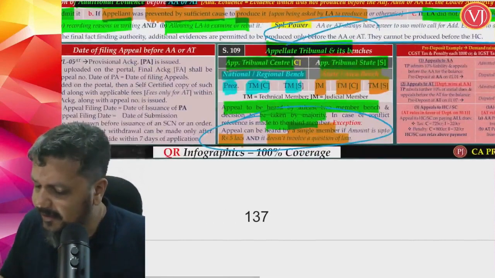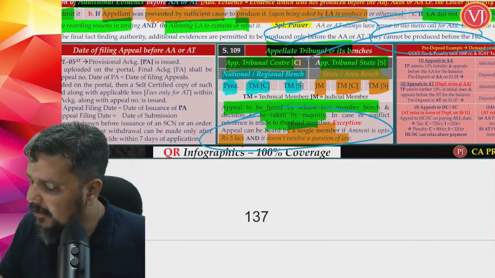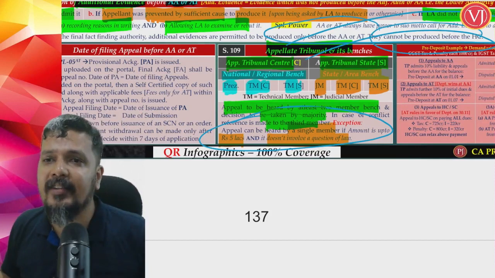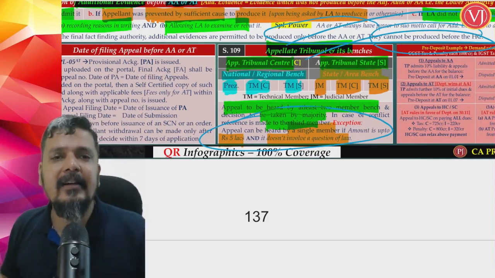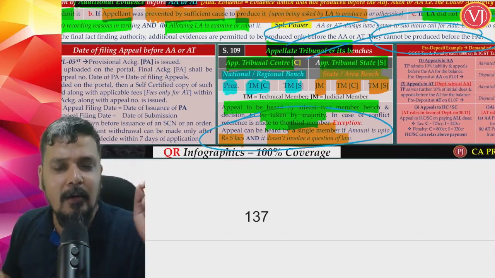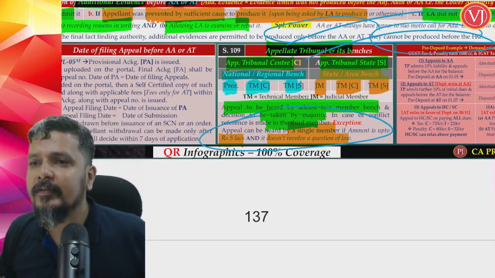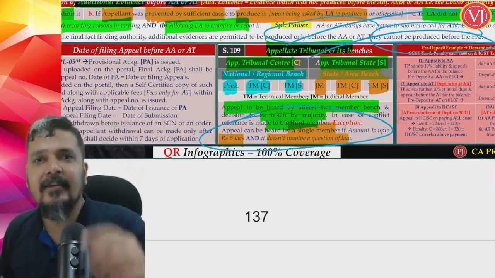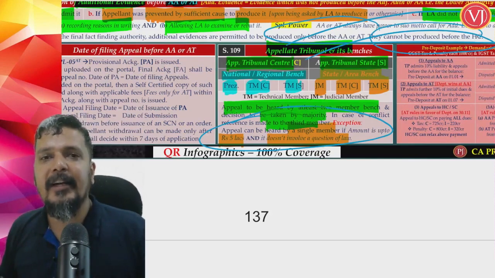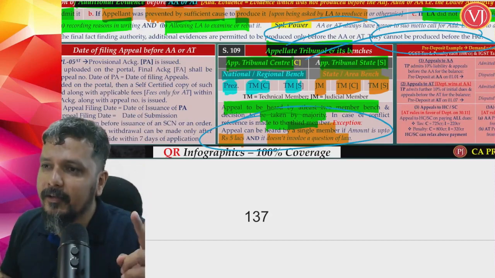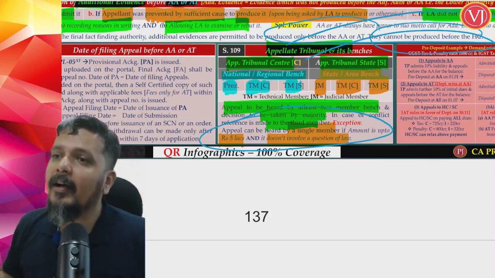Why is this additional evidence not discussed in your High Court and Supreme Court? Because the High Court and Supreme Court have nothing to do with additional evidence. They will not deal with questions of fact. They will deal only with questions of law. So this point is totally irrelevant for the High Court and Supreme Court. Understand it this way: additional grounds can be taken up by all four, but evidence can be taken up only by the first two, not the last two.